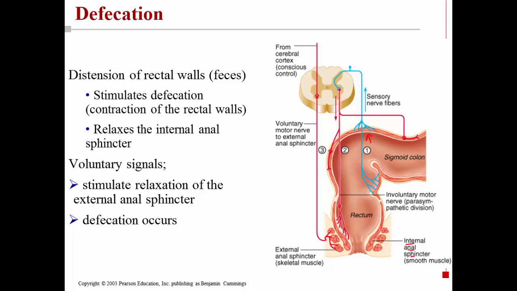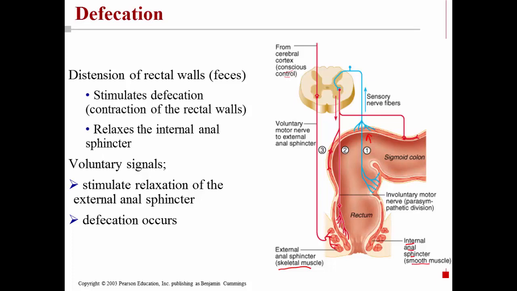This one travels to your cerebral cortex and tells you, it's full down here, what do you want to do? Then you can consciously decide to relax the external anal sphincter, which are made of skeletal muscles. If it's not a convenient time, you can say, external anal sphincters, do not relax, stay tight. So again, the reason you control the external anal sphincters but not the internal is external are skeletal muscle, which are under your voluntary control, and internal are smooth muscle, which are not under your voluntary control.